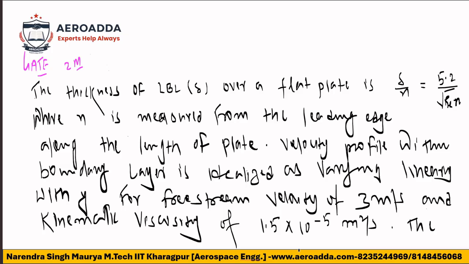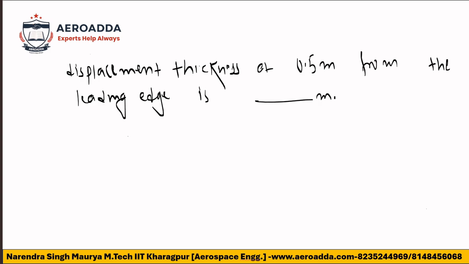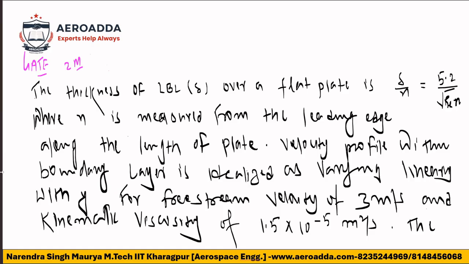The displacement thickness at 0.5 meter from the leading edge is, in mm. Anyway, so here first of all you select this delta by x.